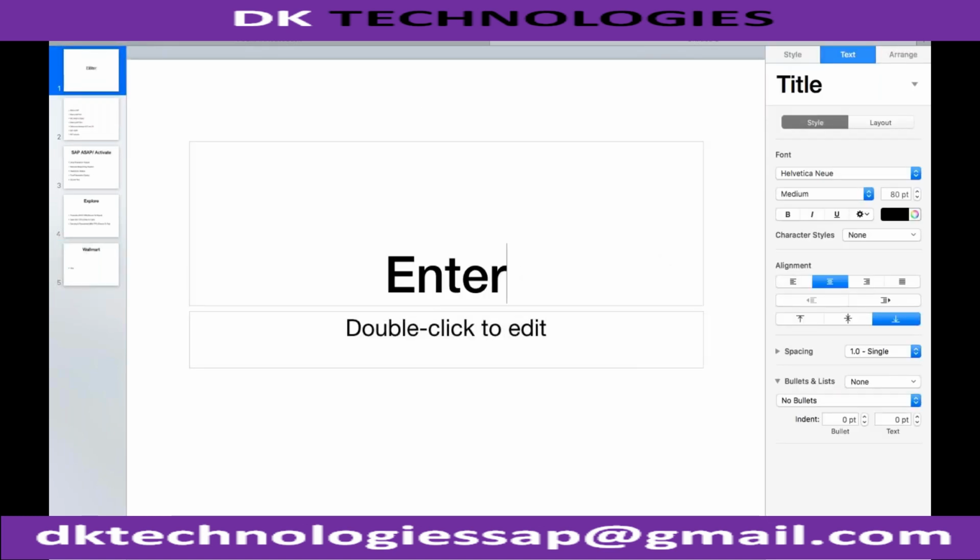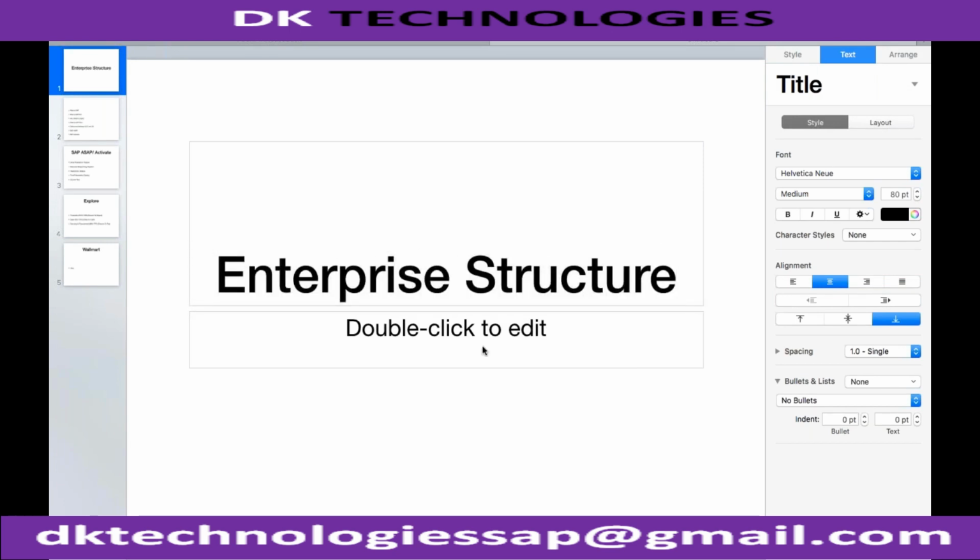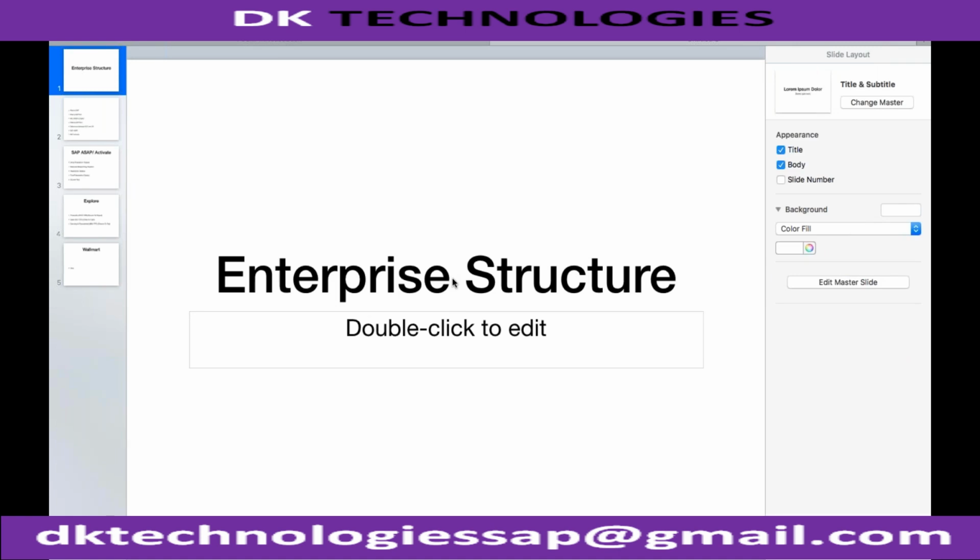Today, we are discussing the enterprise structure. Today our idea is to understand the enterprise structure. So at this moment, many of you must not be knowing what exactly the enterprise structure is, but at the end of today's session, you should be clear with the different elements in the enterprise structure. We will talk about that in detail.